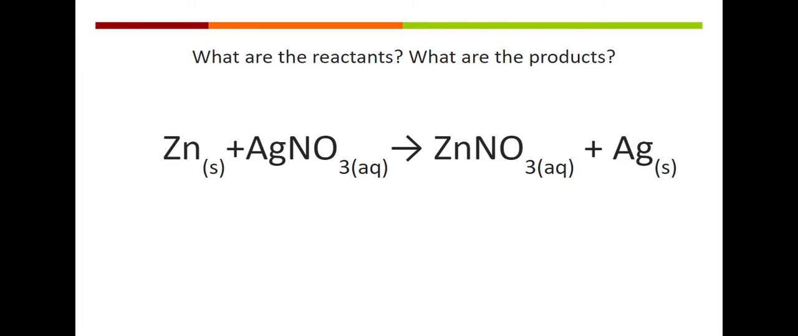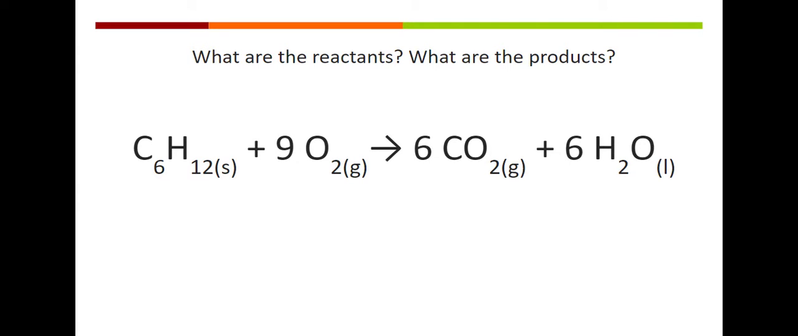It doesn't matter what elements we're working with. In this equation, we have zinc and silver nitrate, which becomes zinc nitrate and silver. It doesn't matter which elements we're working with. What matters is that we understand that the reactants are always on the left and the products are always on the right. So again, what are the reactants here and what are the products?